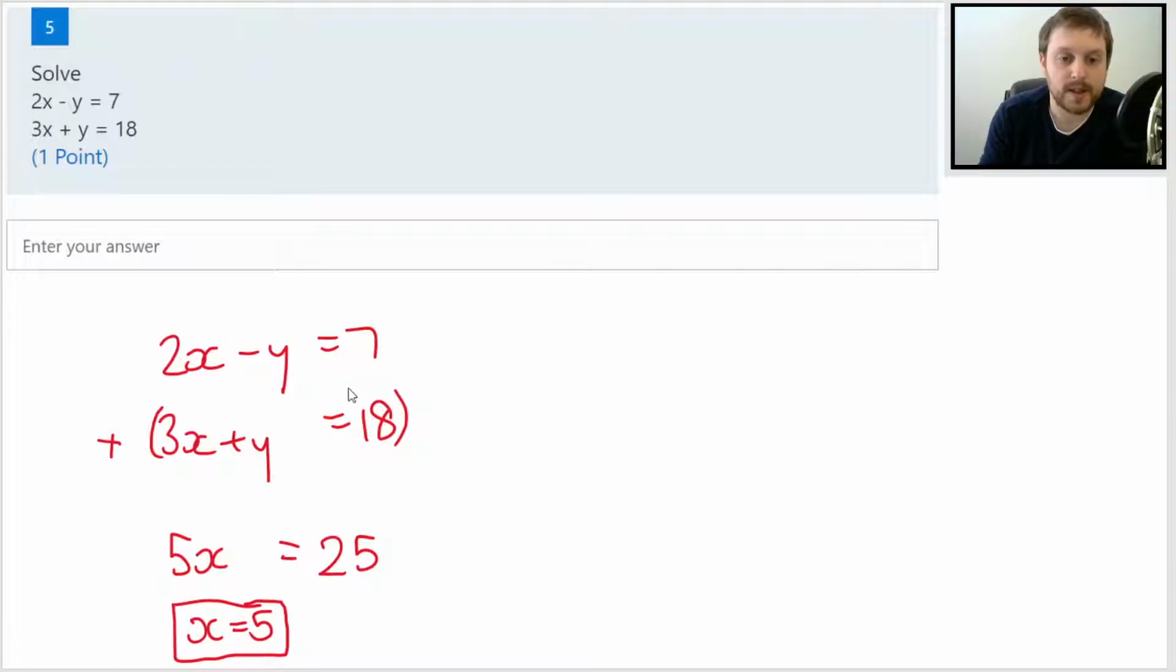And then if I substitute that into this one, I'll have 10 minus y equals 7, which would make y be 3. So I've got 5, 3.